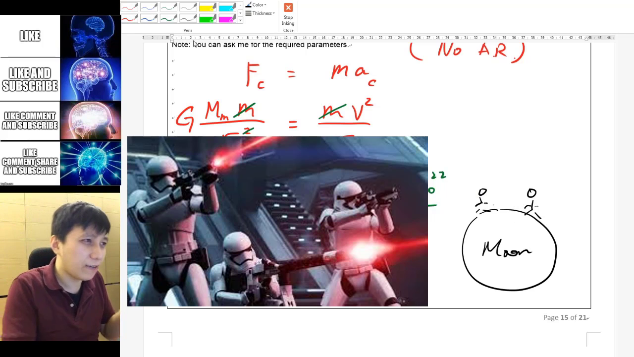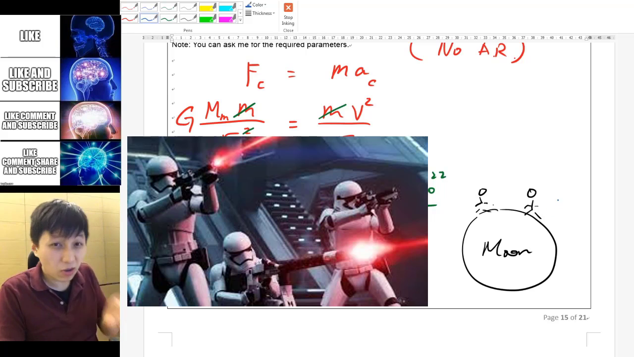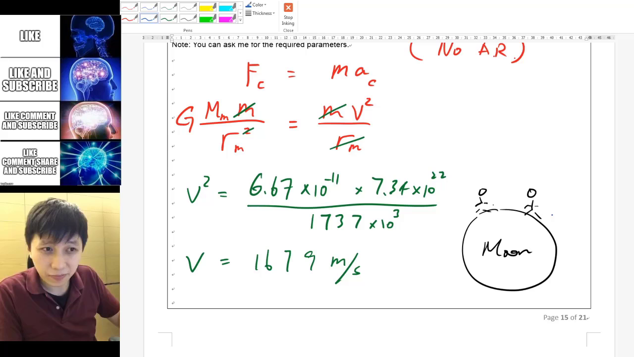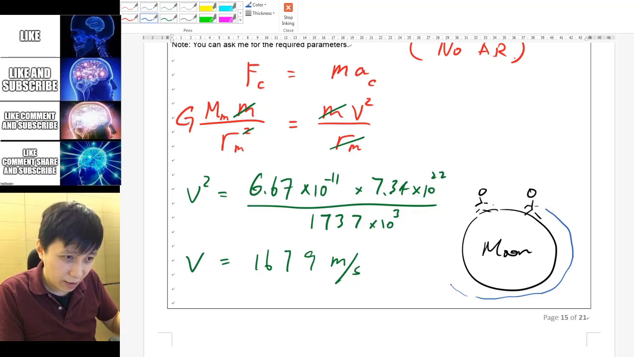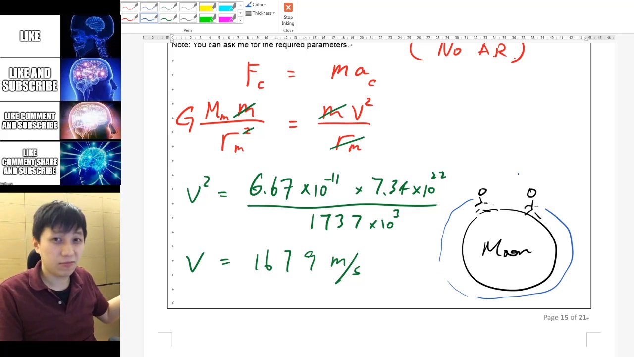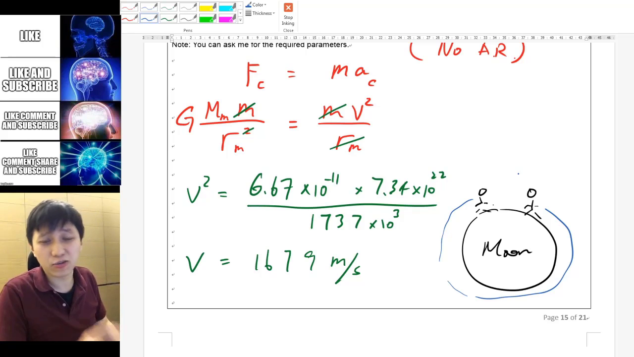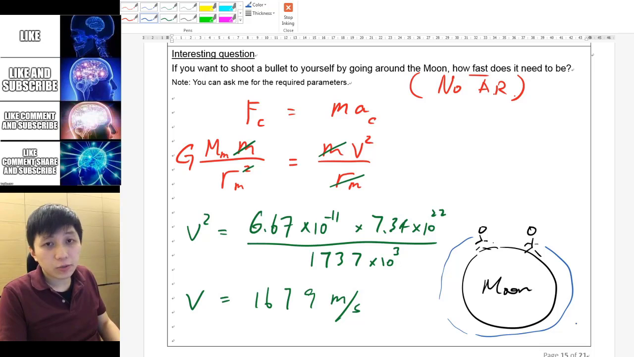What if you could shoot a bullet not directly at your enemy, but you shoot it behind? The bullet goes around and maybe you can hit the target. That would be so cool, right? That's the dream that we need. I guess we can't get a better Star Wars movie then.